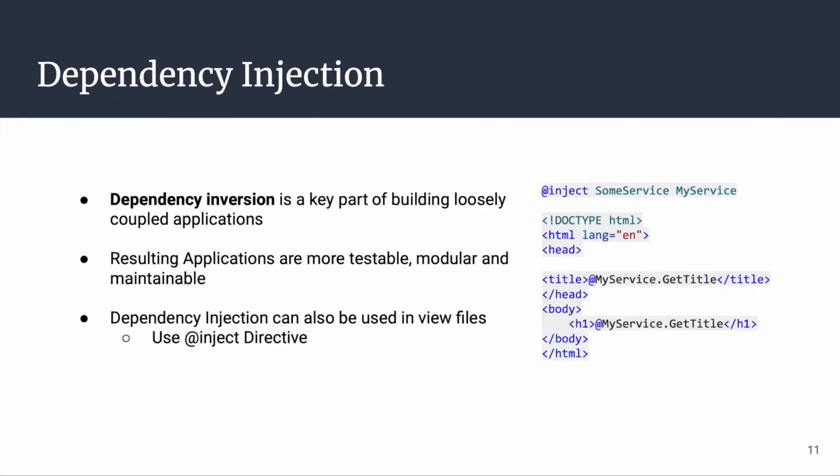As we have seen, the ASP.NET MVC framework enables developers to loosely couple applications because of dependency inversion. Ultimately, this means that our applications will be more testable, modular, and maintainable. Dependency injection can also be extended to view files as well when we use the @inject directive, as we can see on this code snippet to the right.